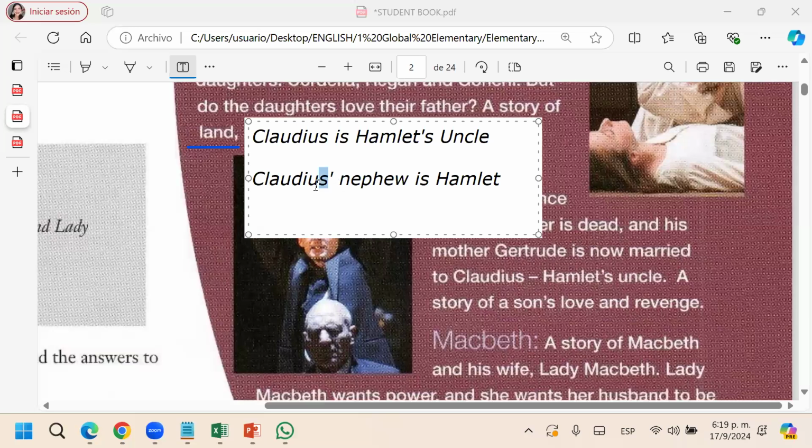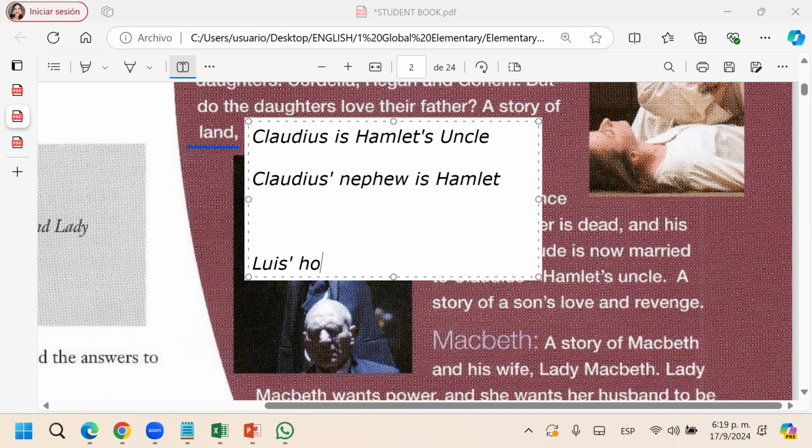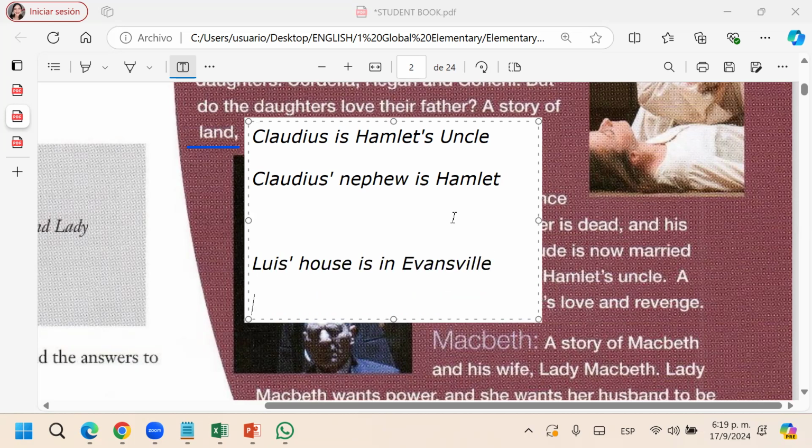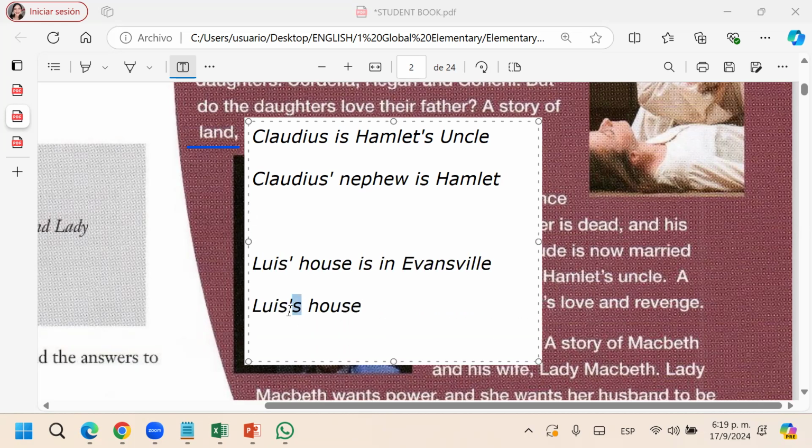When you have a word that finishes in S, you don't have to write another S. It's not necessary. For example, Luis' house is in Evansville. Because if you add another S, you have to pronounce the two S's. You have to say Luis's. Lo pueden hacer. Es posible, pero si lo van a hacer, tienen que pronunciar las dos S. So, sería algo como Luis's house.